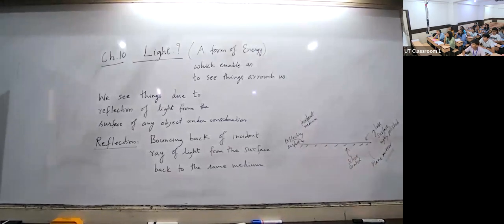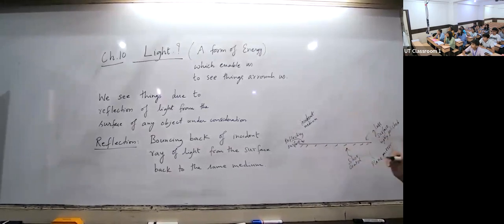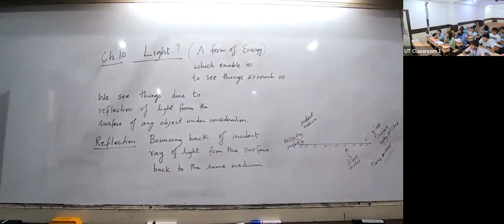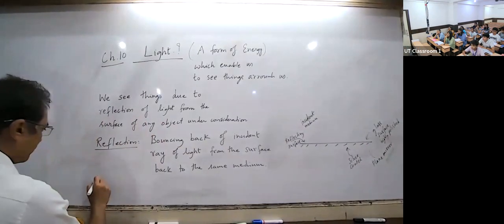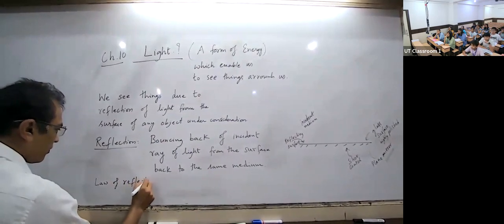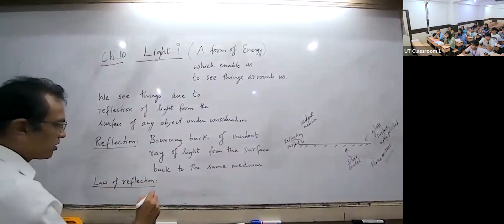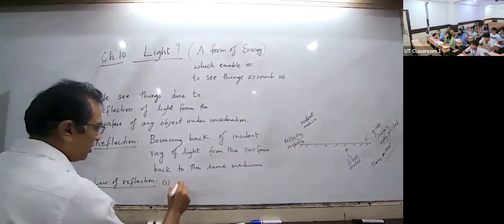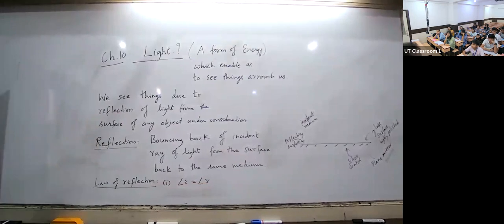Okay. So now, how does the reflection take place? It is governed according to some law. Reflection of light takes place according to a law. That law is called the law of reflection. Okay? So there are two parts in that law. The first is that angle of incidence is equal to angle of reflection. This is the first part of the law.